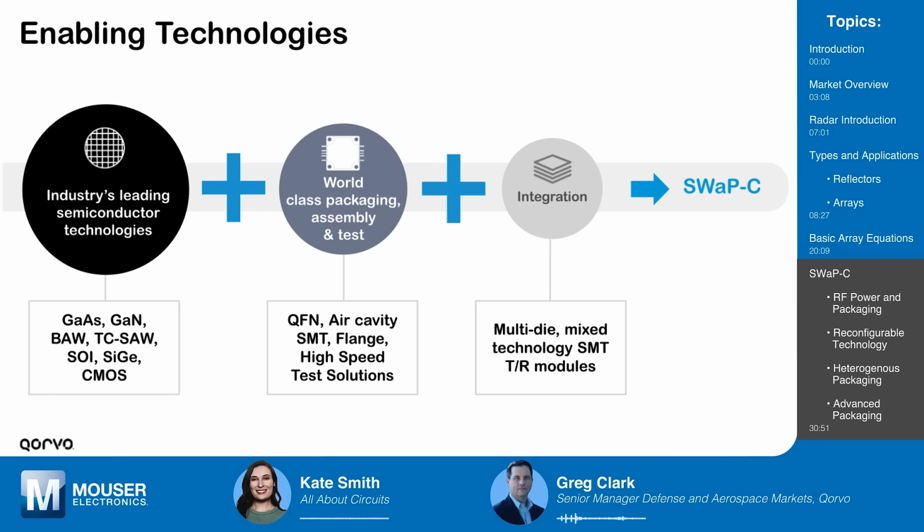And then you couple that with integration. Now you're taking the semiconductor technologies and the packaging, and you're putting them all in the same package. You're mixing the technologies together to create modules, and that leads to SWaP-C type decision-making processes.